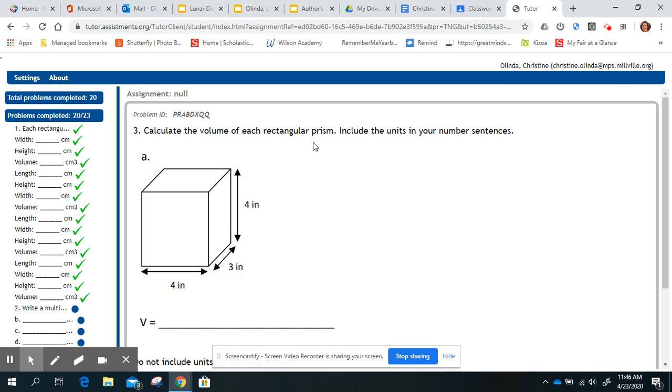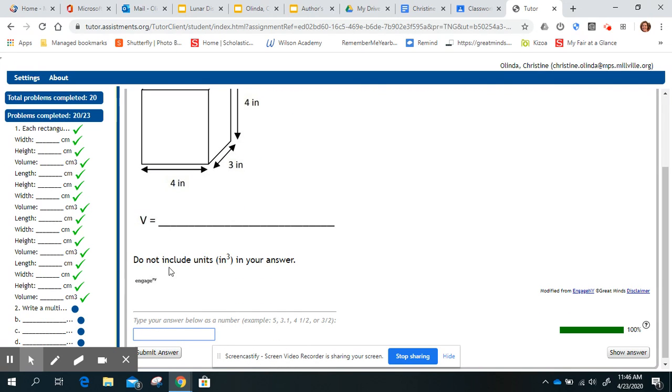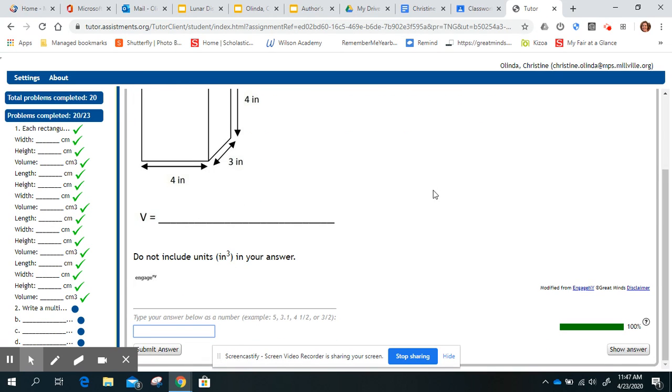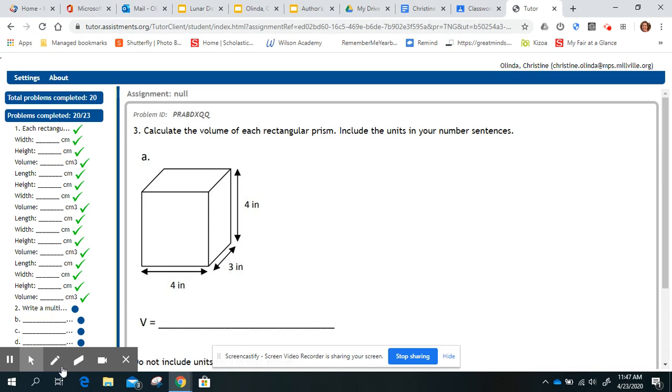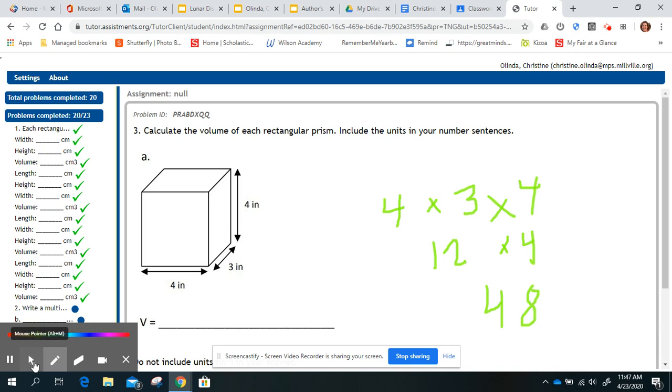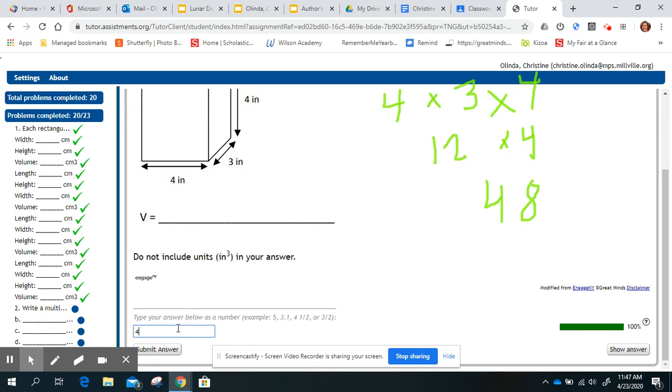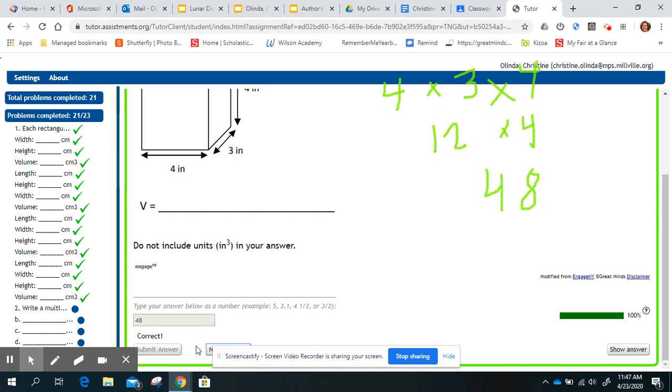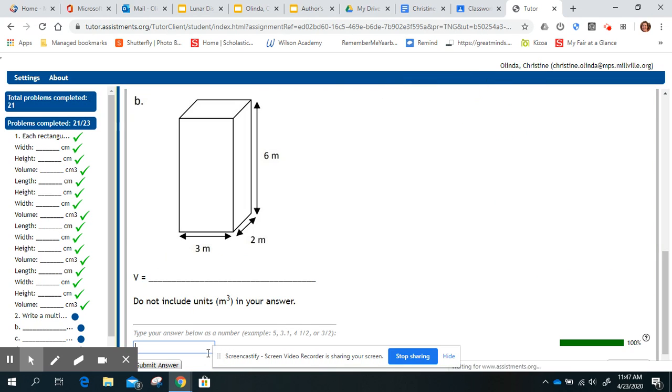Calculate the volume of each rectangular prism. Include the units in your number sentence. Do not include unit inches in your answer. All right, so all I need to do is type the answer here. I know I have to multiply the length, the width, and the height, and it tells me what it is. So 4 times 3 is 12, and then I'm going to multiply that by 4. 12 times 4 is 48. And so I will type that in my answer box, 48, and I don't have to put inches cubed. I'm going to submit, and it tells me I got it correct. And so I can move on to the next question.